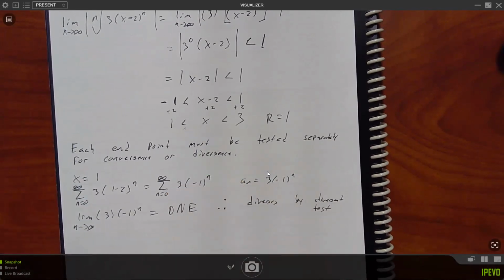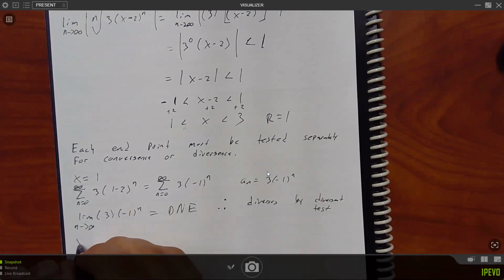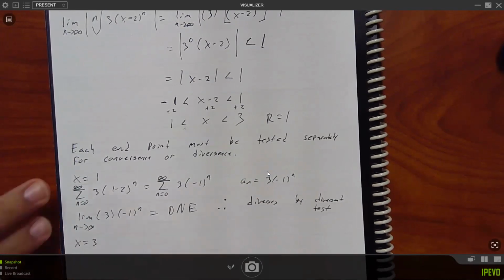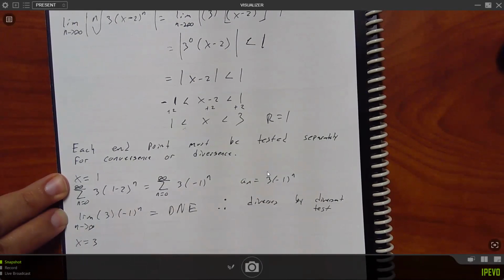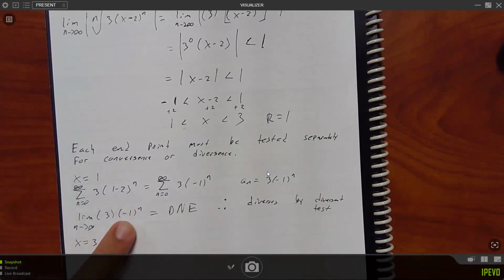So now let's check the 3. Before we move on, are there any questions on this idea here? Do you see why it diverges? Right? There's no limit. It will alternate forever. You would have two different limits. So it doesn't exist. All right, now let's do the other one.